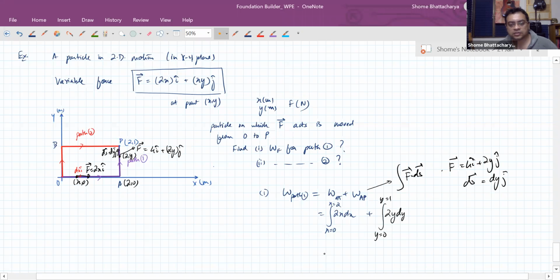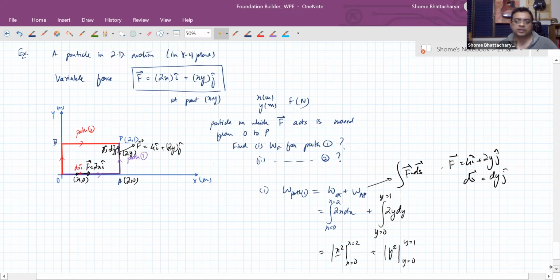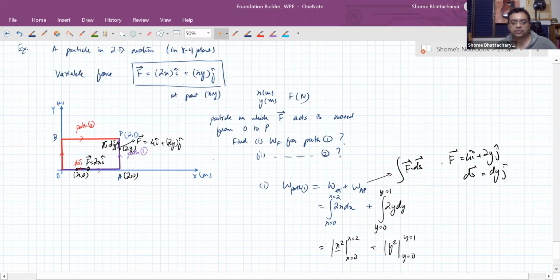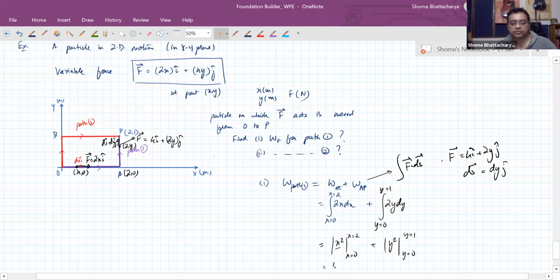So this is x square going from x equal to 0 to x equal to 2, plus y square going from y equal to 0 to y equal to 1. So I'm getting the work done as 4 plus 1, 5 joules. This is the work done by path 1.